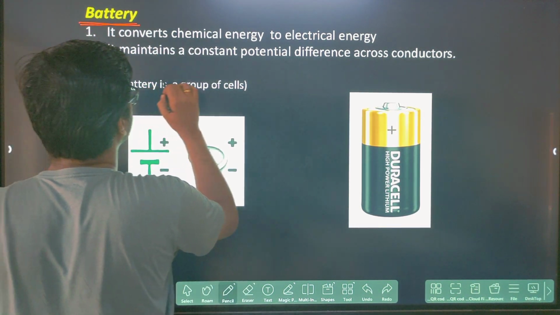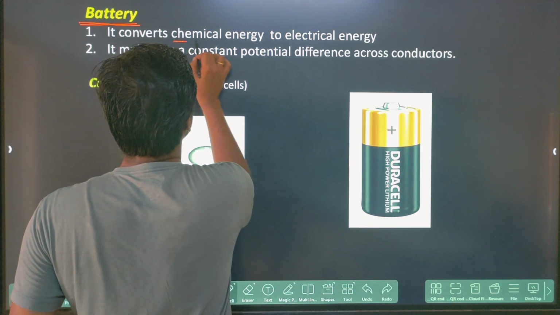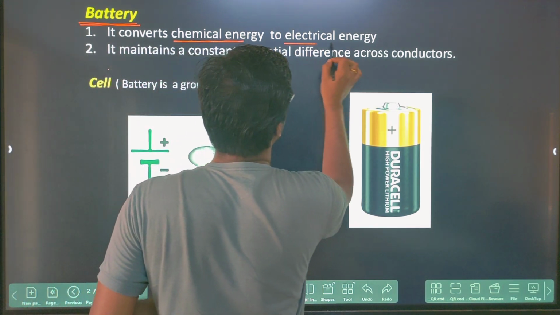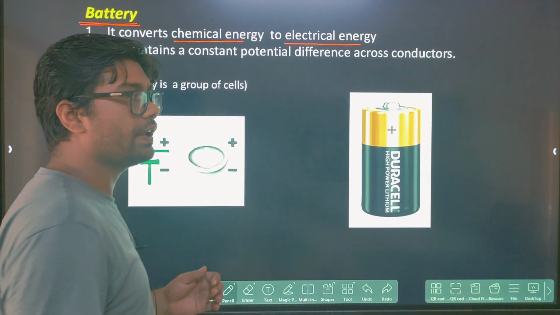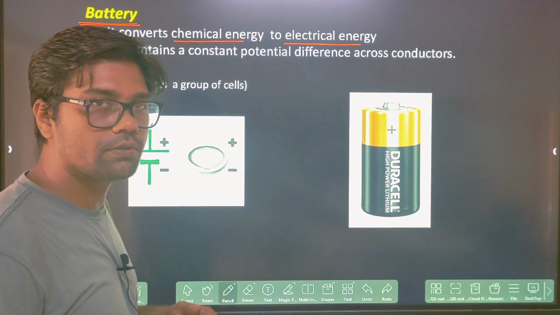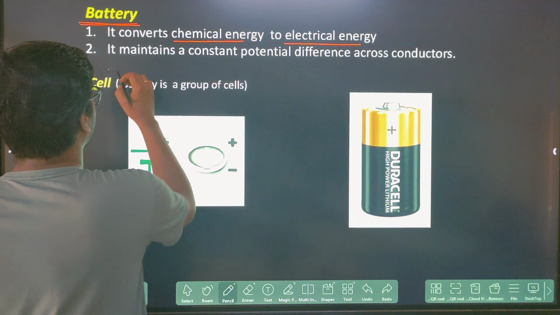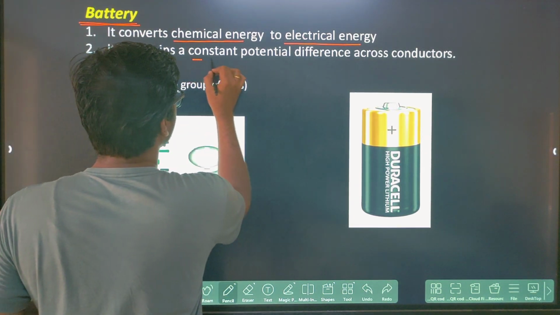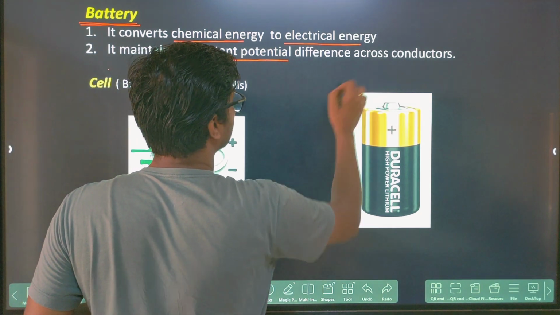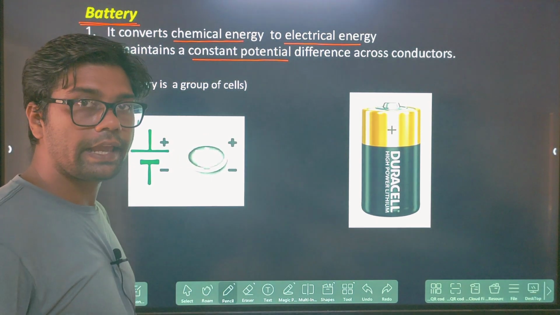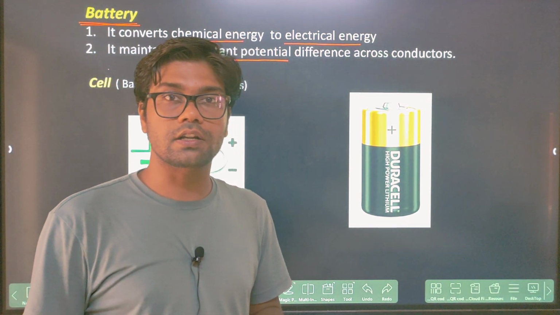So a battery basically converts chemical energy to electrical energy. And it maintains a constant potential difference across conductors.